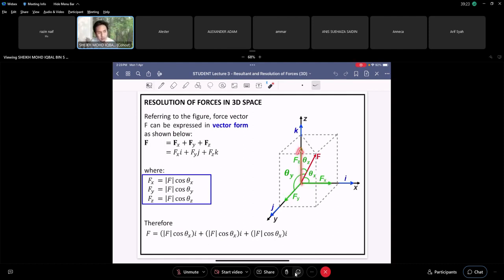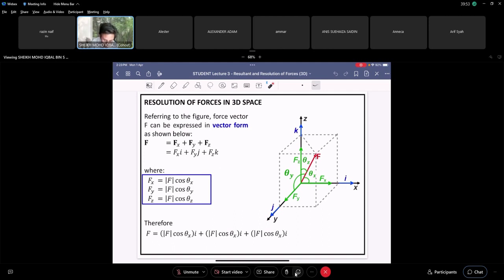Previously, you only resolved it into two forces, in the x and y planes. But in three dimensions, when you are resolving a force, we have to resolve it into three forces: in the i, the j, and the k. X, y, and z plane. So just draw it, the Fx here, Fy here, and Fz here. And once you have drawn it, you can straight away calculate it, right?